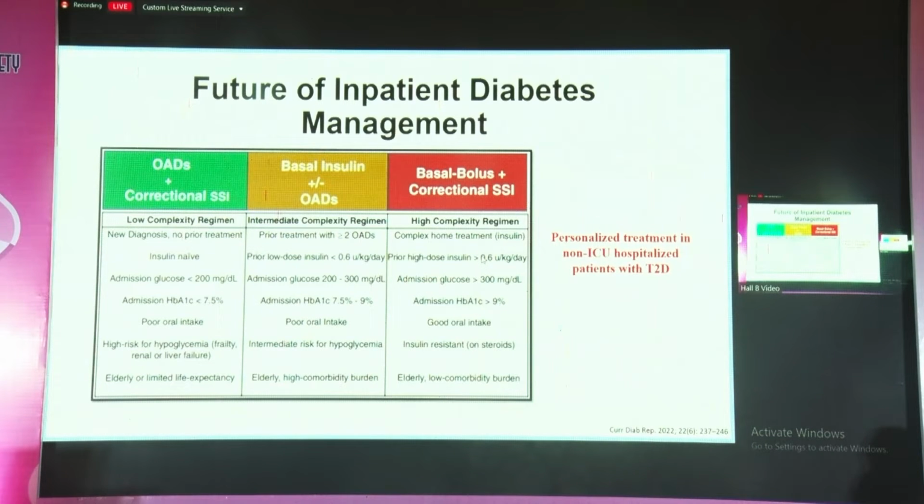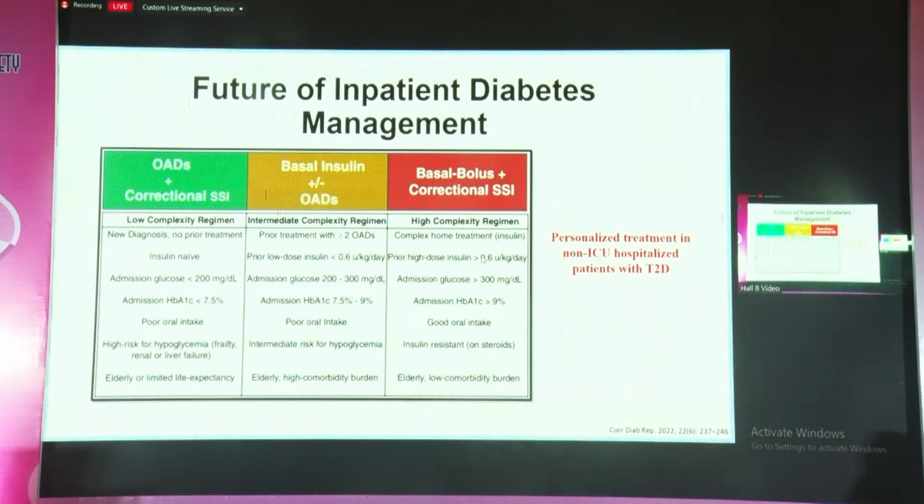And when the patient has a history of prior treatment with more than 2 oral anti-diabetic agents, or was already on insulin but the daily requirement of insulin is less than 0.6 unit per kg per day, the admission glucose is between 200 to 300 and A1C between 7.6 to 9%, again with poor oral intake, then basal supported oral therapy like sitagliptin or any DPP4 inhibitor plus one shot of long-acting or ultra-long-acting basal insulin can be considered.